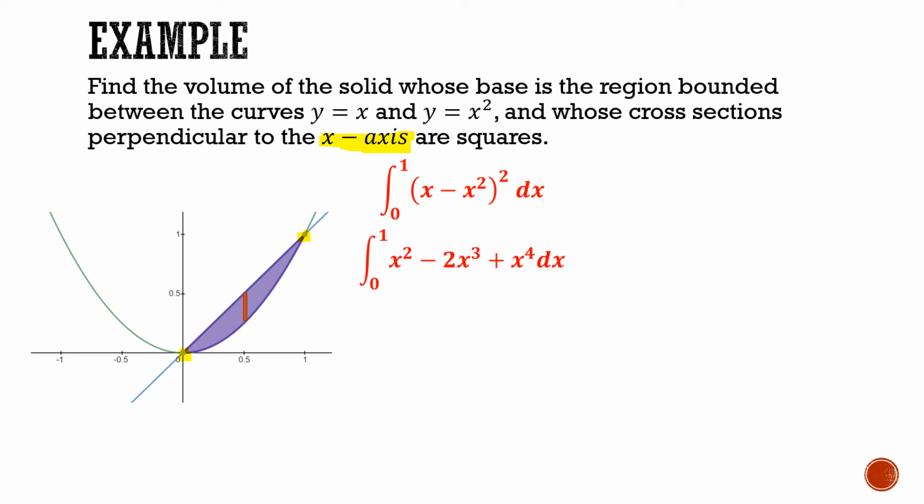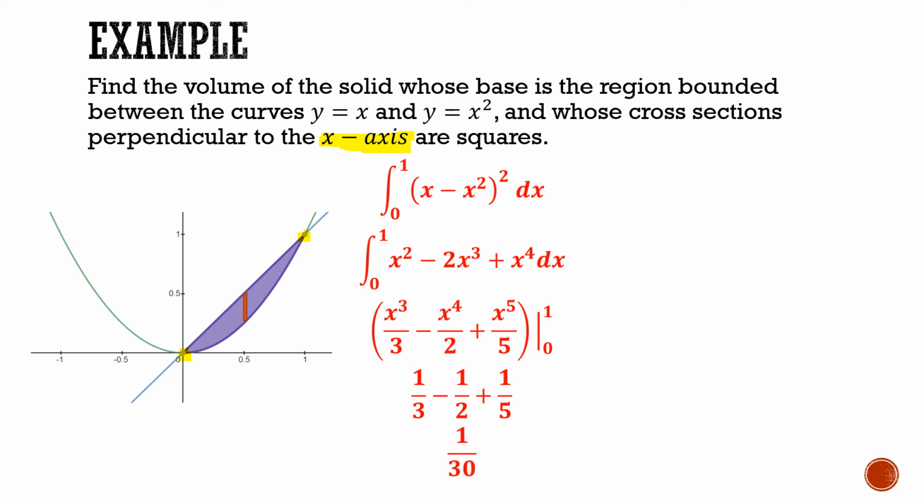All right, so working this out, I'm going to go ahead and distribute that square out. So I have x squared minus 2x cubed plus x to the 4th from 0 to 1. And then integrating that, I get x cubed over 3 minus x to the 4th over 2 plus x to the 5th over 5 from 0 to 1. Plugging in my bounds, and again, I don't really have to worry about that bottom bound of 0 because that's going to give me 0. I get 1/3 minus 1/2 plus 1/5, which is 1 over 30.